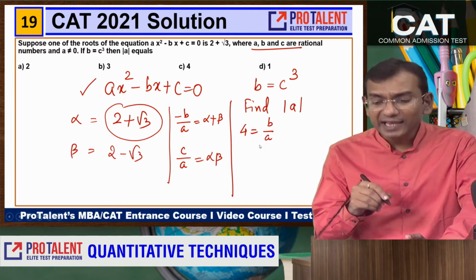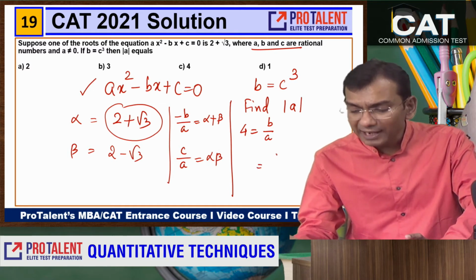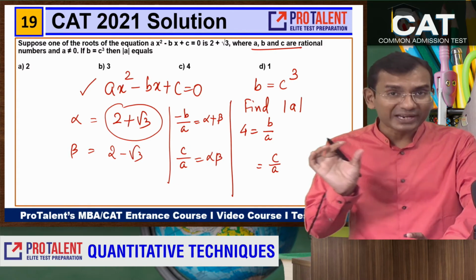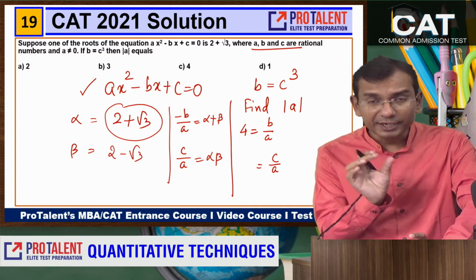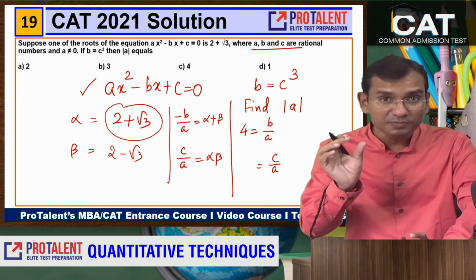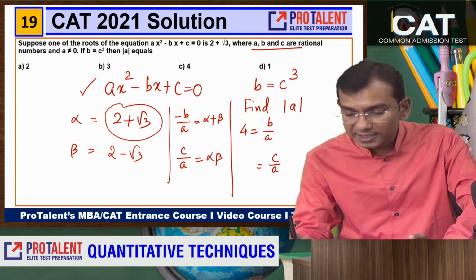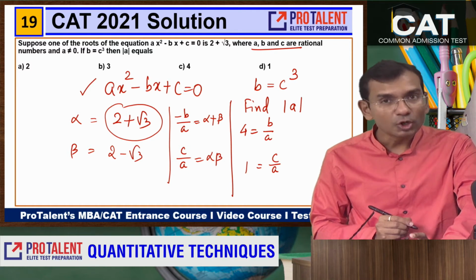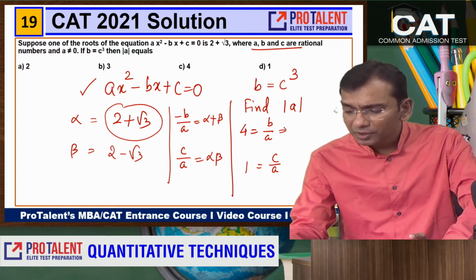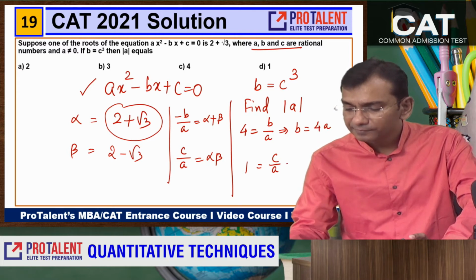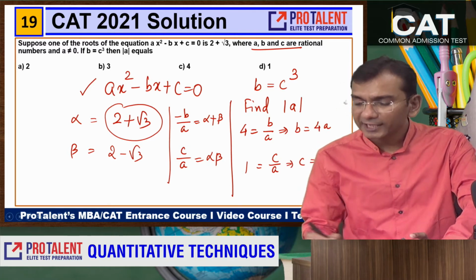Okay, b by a is 4, while c by a is the product, that is 2 plus root 3 into 2 minus root 3. A plus b into a minus b is a square minus b square, so this makes it 4 minus 3, that is 1. Which is easy now. So we know b is equal to 4a, c is equal to a.